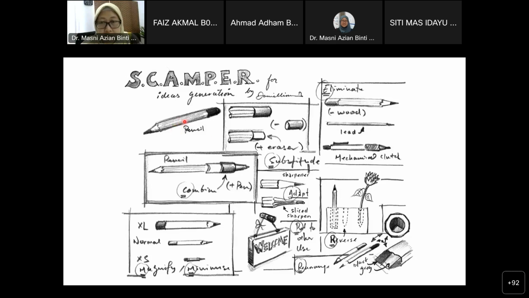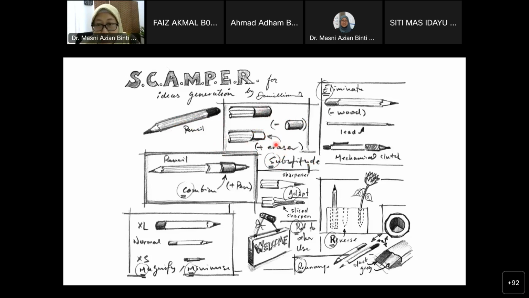So for example, for the pencil, the S part is substitute. So for a simple pencil, what if you substitute the end of the pencil with an eraser? So you are creating a new design concept. Okay, so this is a new design concept based on the original one. Okay, that is substitute, replace it, substitute.